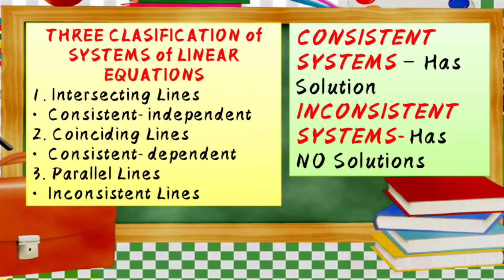Ibig sabihin, ang makikita mo sa Cartesian plane ay parang isang line lang. Maaaring ang line na yon ay magkapatong. So, ang pangatlo, ang tinatawag nating inconsistent systems. Pag sinabing inconsistent, wala siyang solution. So, ang parallel lines, yan ang inconsistent lines. Ibig sabihin, ang parallel lines ay do not intersect to each other.